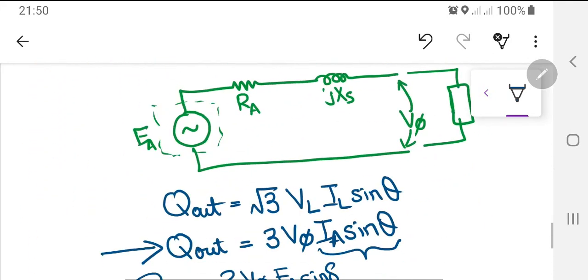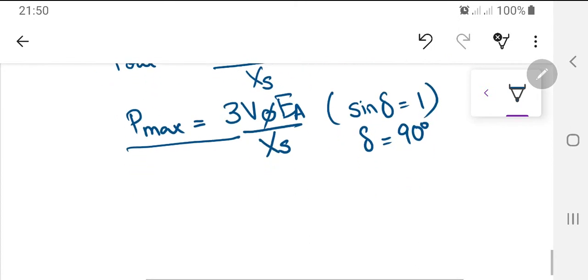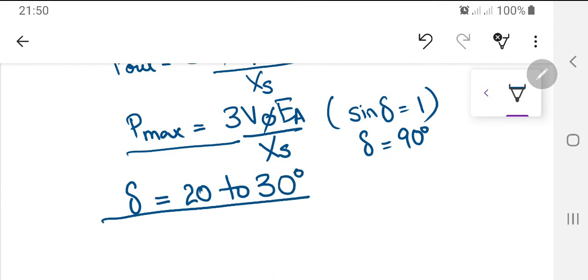So this limit, or this expression, is just a theoretical value. The practical value of the delta angle, which we normally use, is an angle of 20 degrees to 30 degrees, which is the practical working angle of delta. So the maximum a generator can actually produce is an angle of 30 degrees. That is actually the delta angle between EA and the phase voltage. So this delta angle is just limited to this value.